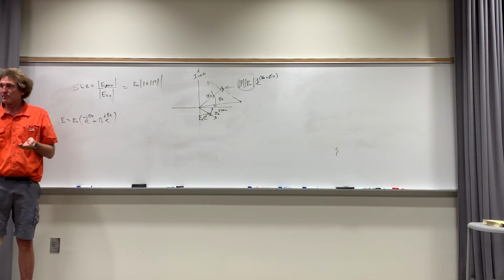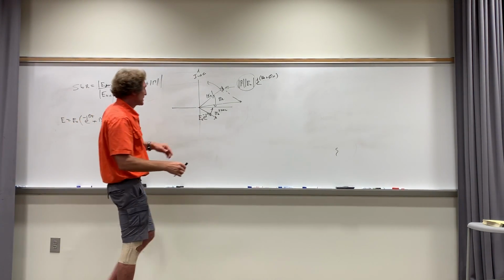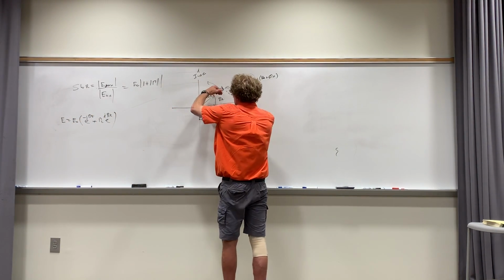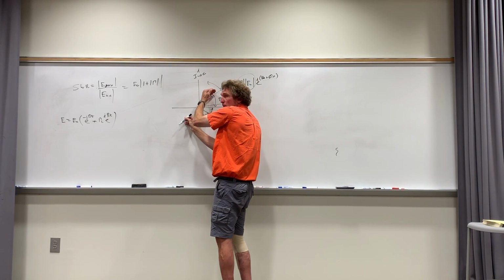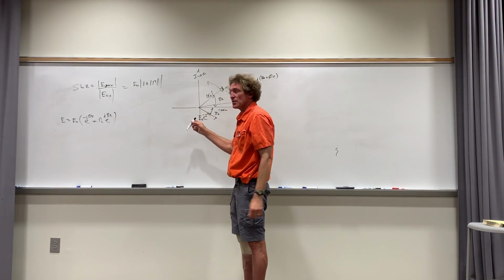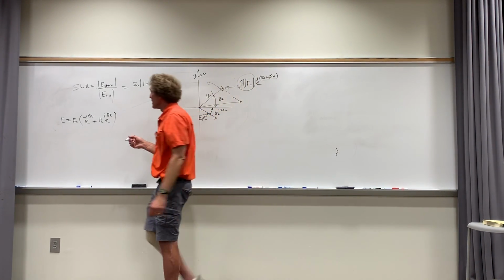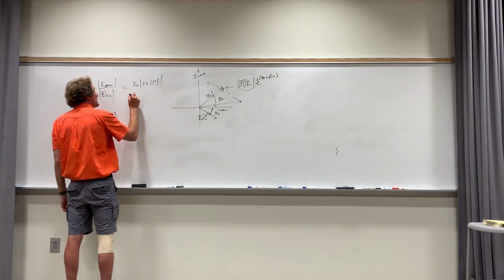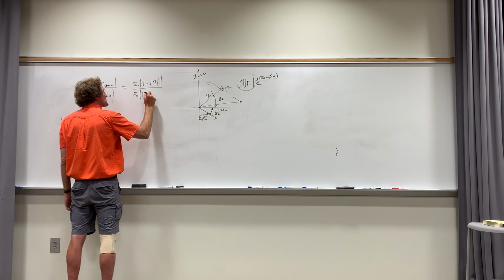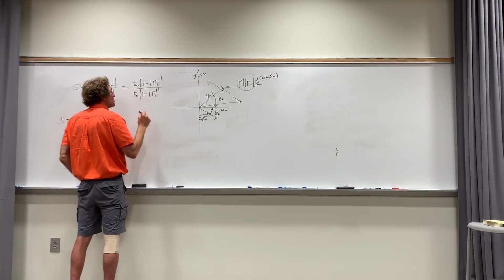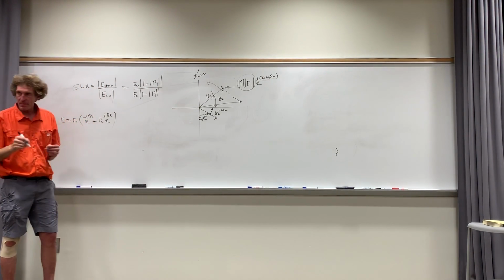That would be the maximum value. Does that make sense? Now what's the minimum value? Just think of these hands of the clock as they're winding. Well, the minimum value would be when they're pointing opposite each other, right? Then you're doing tip to tail addition, so you would be subtracting one from the other. Then you would get E naught times the magnitude of 1 minus the magnitude of gamma. Now it's important you put the magnitude of gamma there.